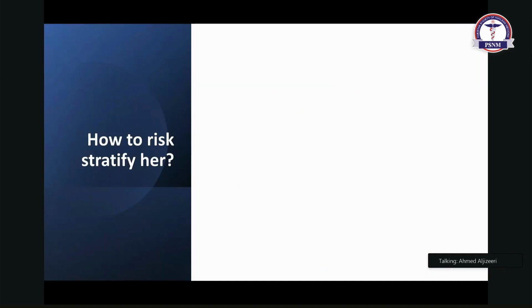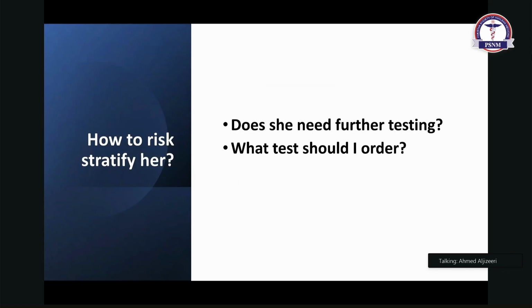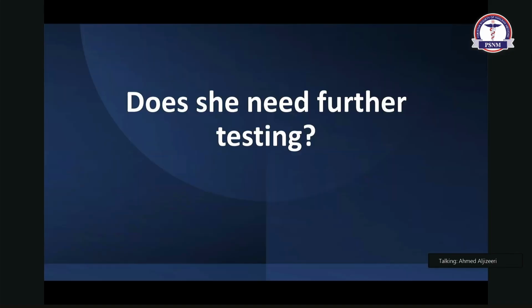Now, how do we risk stratify her? There are two questions. Does she need further testing? And what test should I order? This is how we as clinicians usually pose the question and then send the patient to imagers like you, in order to help us identify the cause of this patient's chest pain and probably understand her risk in terms of cardiovascular disease. Now, the first question: does she need further testing?